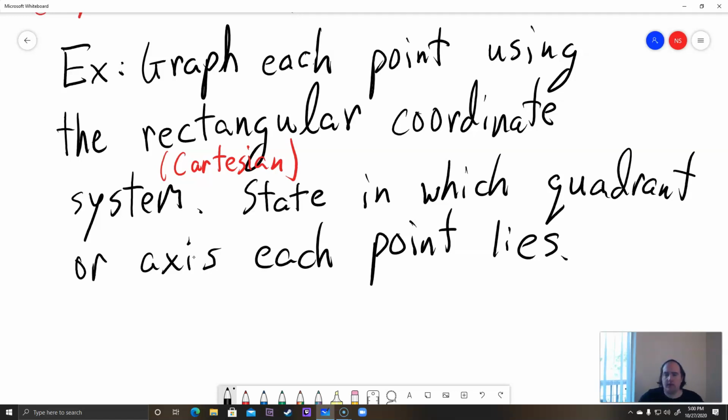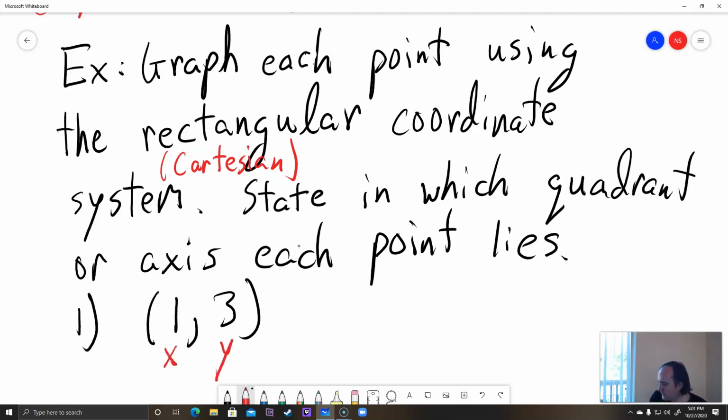For starters, we're going to graph a point, and then I'll talk about quadrants in just a second. For number one, let's do the point 1, 3. Remember, your x-coordinate comes first. So here x is 1, and y is 3.